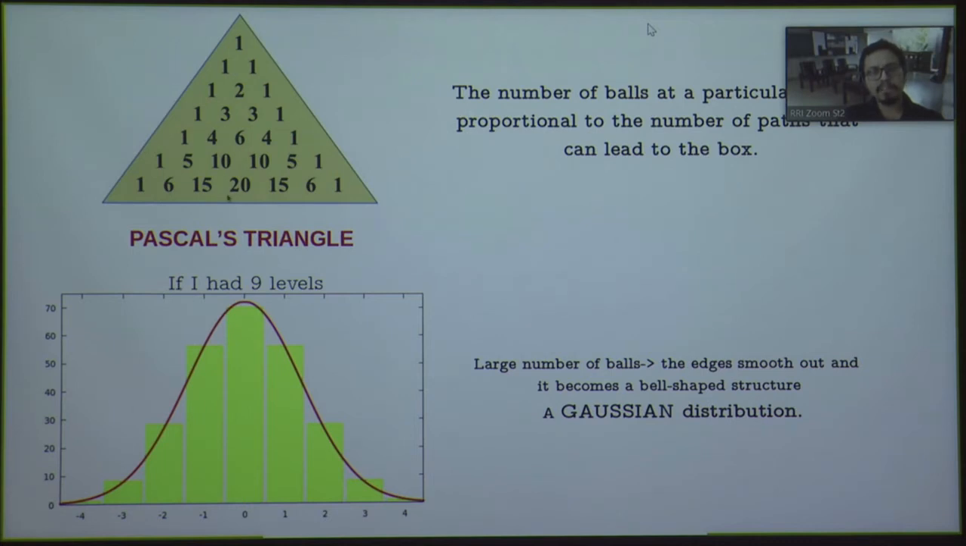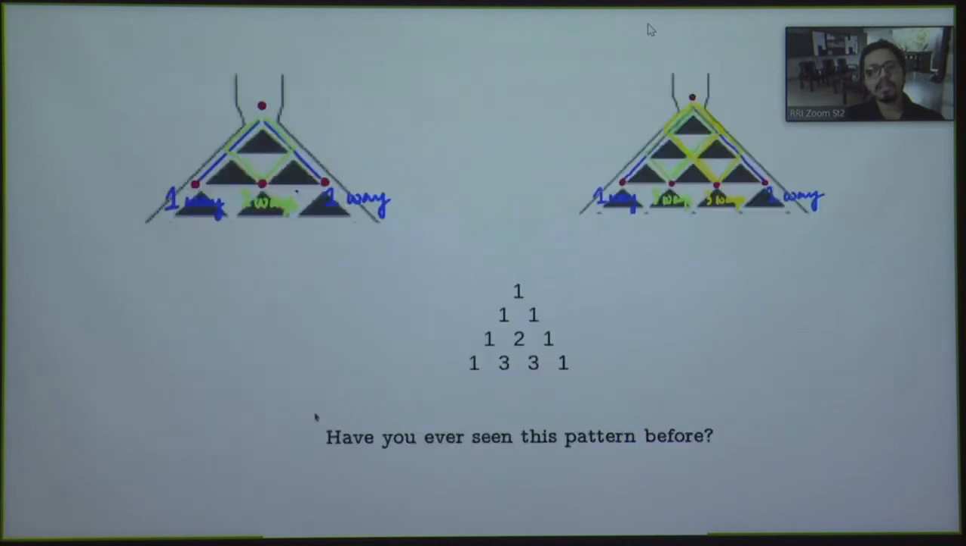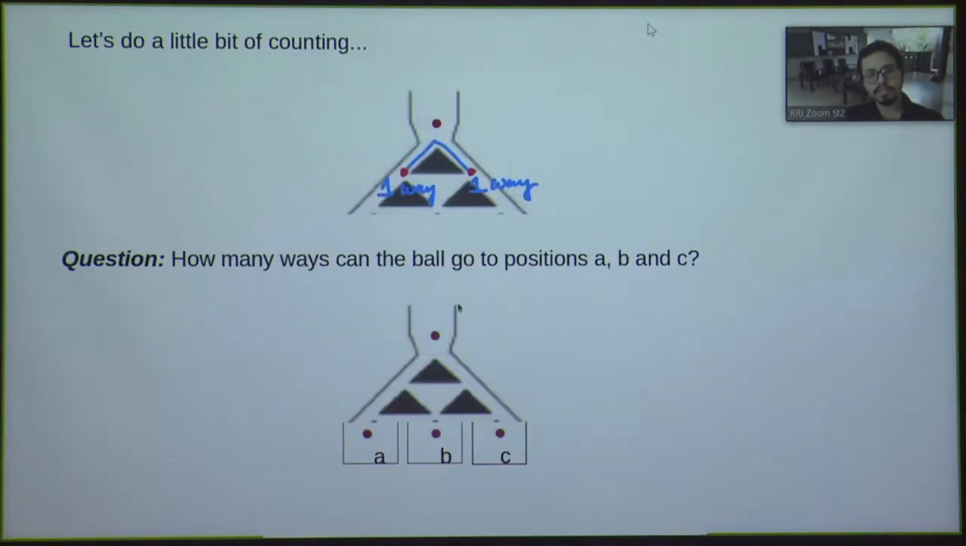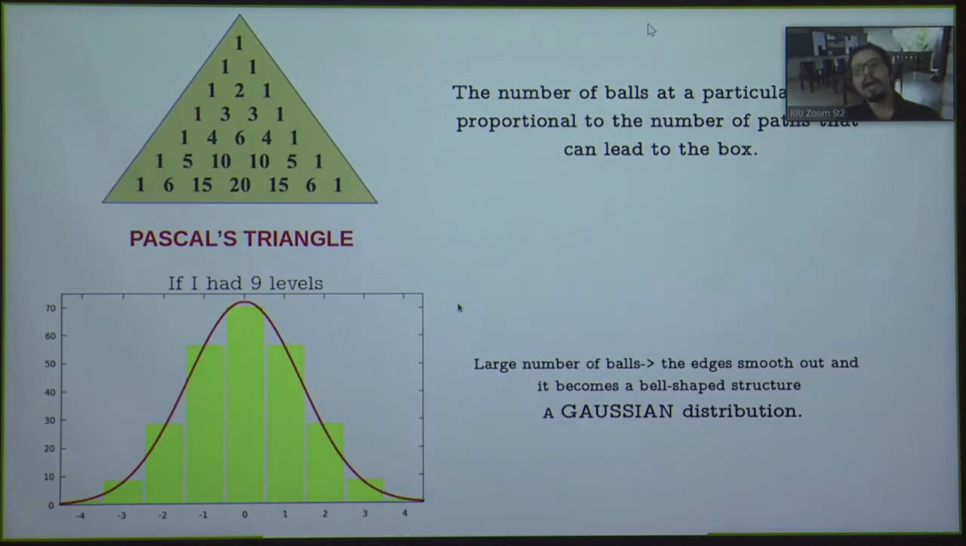If I had 9 levels, you automatically see the pattern which we were seeing in the Galton board experiment, right? This pattern emerges already. There are still the fluctuations. You can see the red line and these are not quite the same. But as you keep on adding the number of balls, these will become smoother, and you will have something which is a Gaussian distribution.